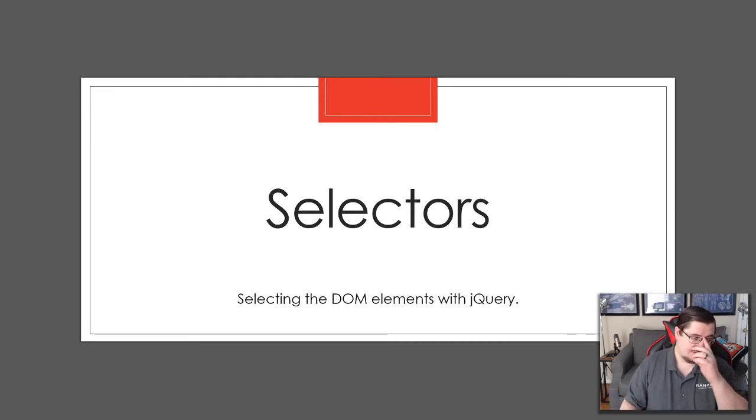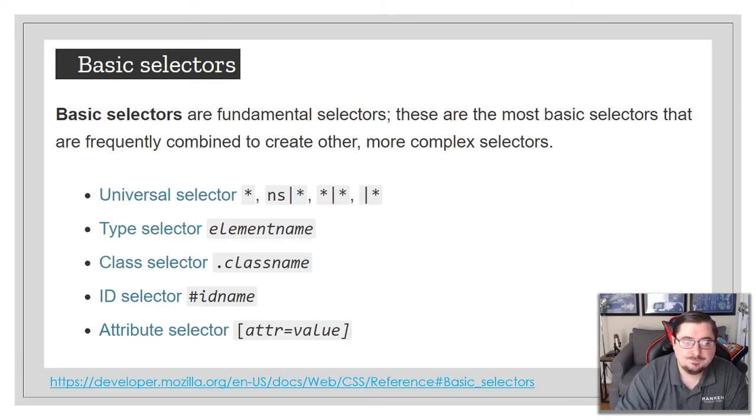Okay, so we talked about CDNs and why you might use a CDN, why you might not use a CDN. Just think about what makes sense for the application that you're building. So let's talk about selectors, and let's talk about selecting the DOM elements using jQuery. The selectors in jQuery are really a superset of the ones in CSS. In jQuery, you can use all the selectors that exist in CSS, plus some additional ones that jQuery provides.